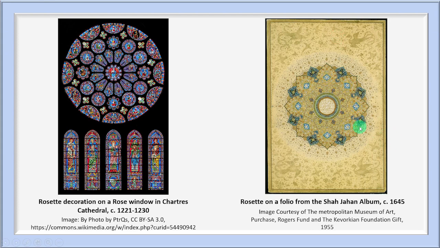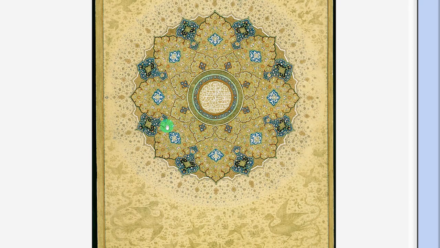And this is a folio from the album of Shah Jahan. And we have an extravagant rosette with arabesque decoration. Arabesques we are going to study in the final part of this lecture series, that is the third part.